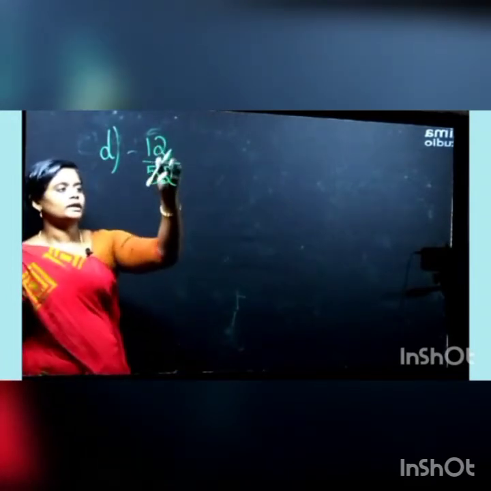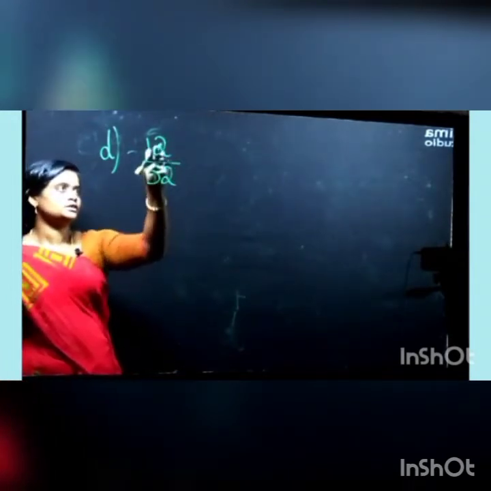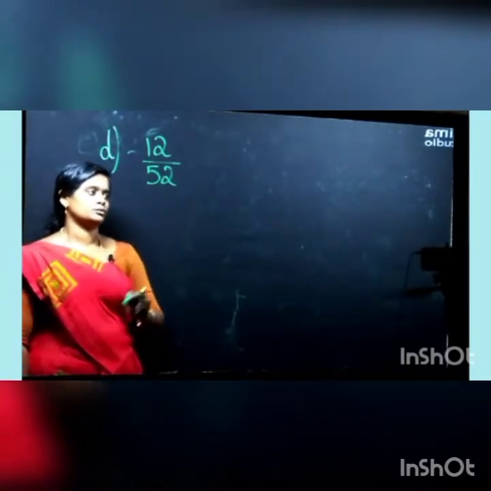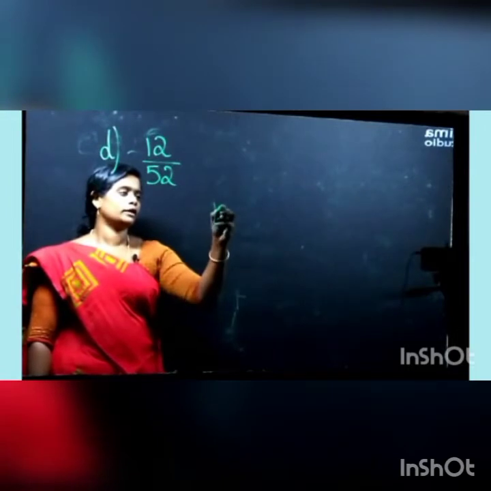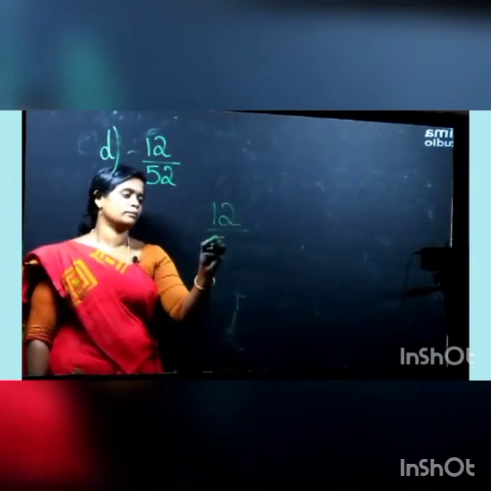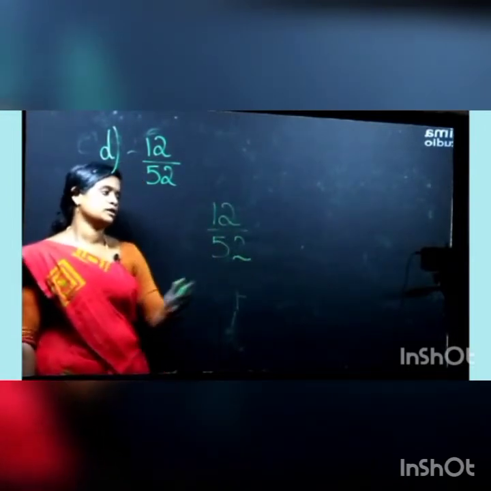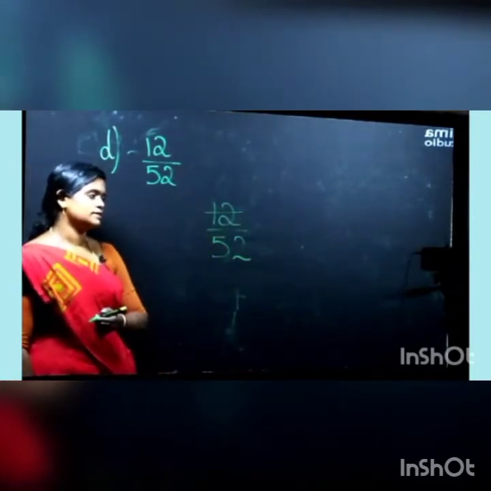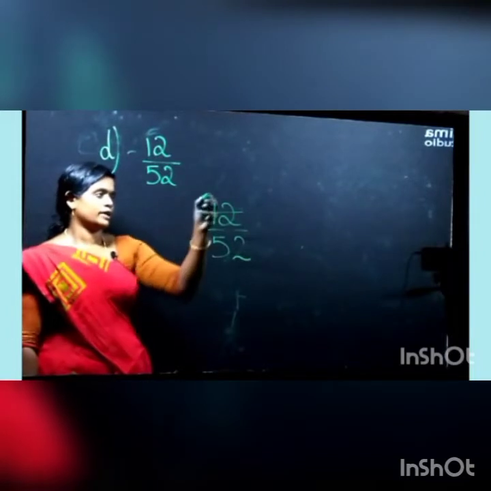Here both 12 and 52 end with the digit 2, so both these numbers are divisible by 2. In order to divide 12 and 52 by 2, we write the fraction here. Then first cut this 12. Since 6 2s are 12, we write 6 here.